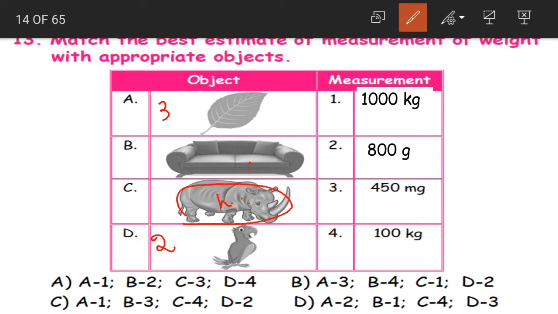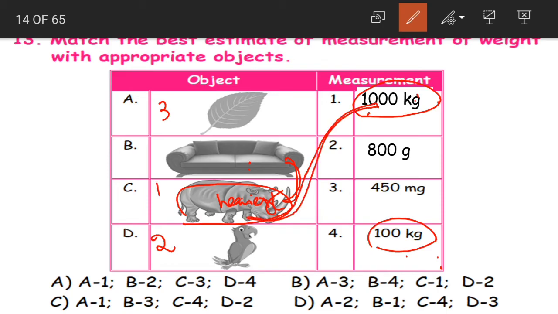Rhinoceros is the heaviest. When we compare these two, rhinoceros is the heavier one here. So from the last two options, that is 1000 kgs and 100 kgs, which is the heavier measurement? 1000 kgs is the heavier measurement. So we'll match our rhinoceros with 1000 kgs. So see, we have one, and lastly we are left with 100 kgs, that is the approximate weight of our sofa. So B becomes 4 children.